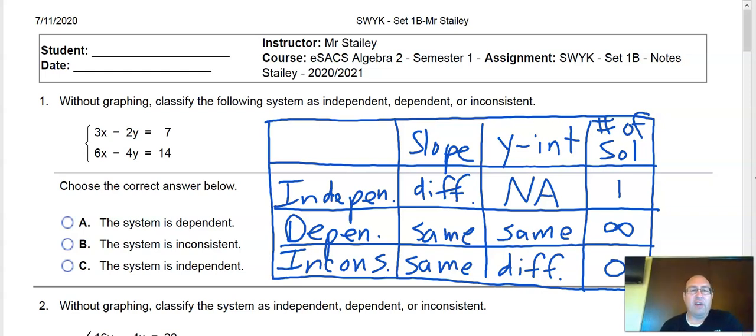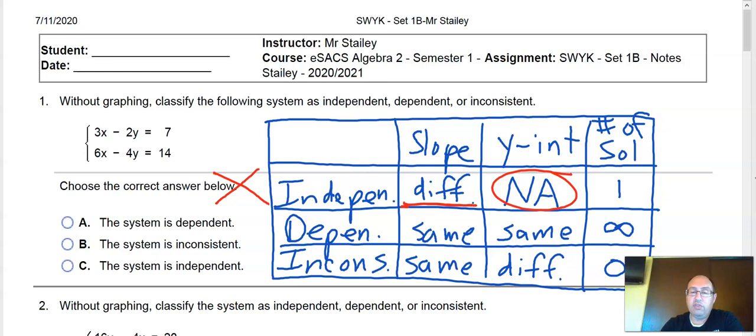We would like to be able to classify different linear systems based upon these three different terms: independent, dependent, or inconsistent. As you can see in the chart, the main things that I'm looking for are slope and y-intercept. Now, if you have two lines that have different slopes, such as the independent situation, they will cross one time. And it really doesn't matter. You can see that I put NA in here because it absolutely doesn't matter to me what the y-intercepts are. They could be the same or different, but that doesn't really matter. What matters is that the slopes are different.